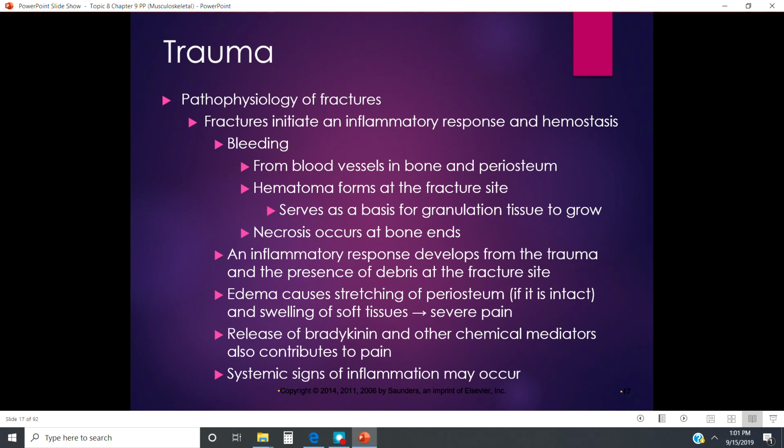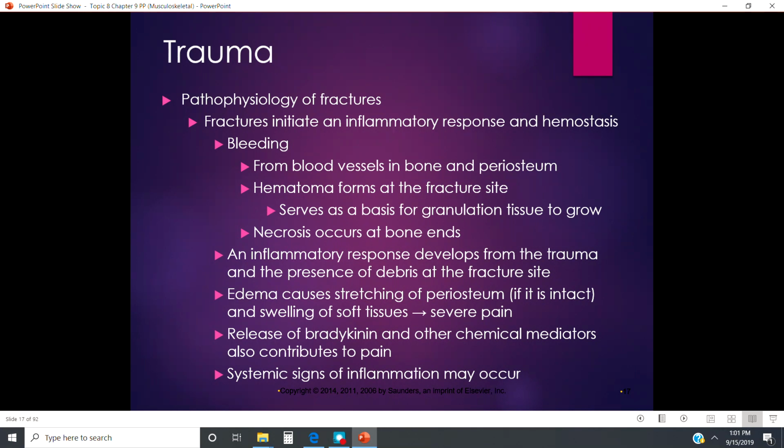Once a fracture happens, there's going to be an inflammatory response and then something called hemostasis, which just means the stopping of bleeding. So let's talk about the bleeding first. Once the fracture happens, there's definitely going to be bleeding from blood vessels that are inside the bone. If you remember from anatomy, bone is very vascular. And then also there's bleeding from the blood vessels within the periosteum.